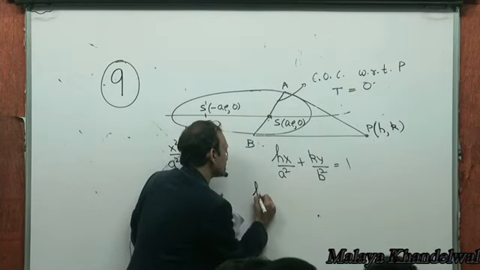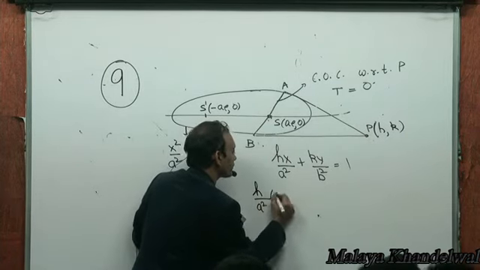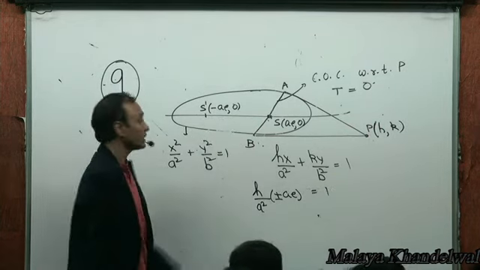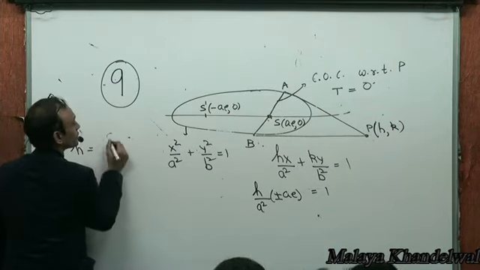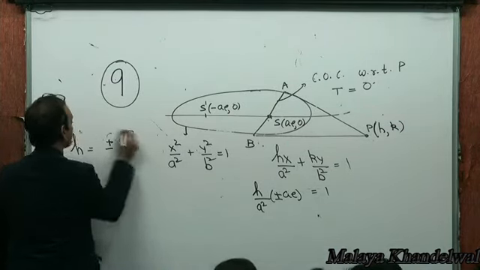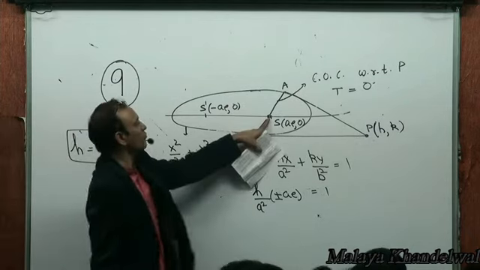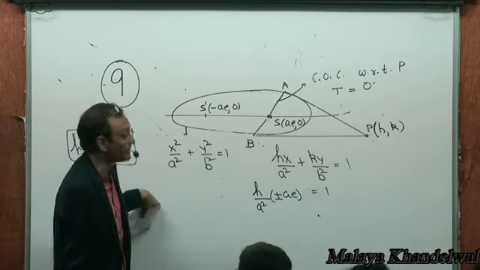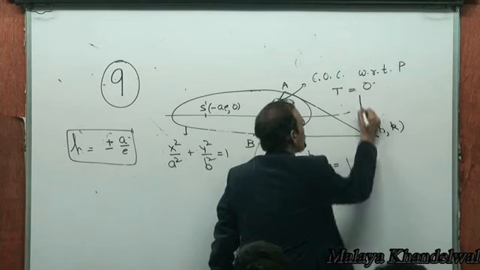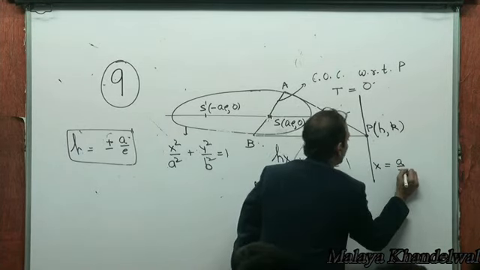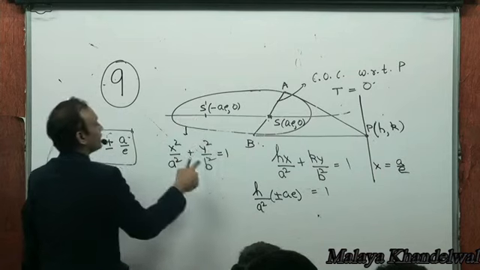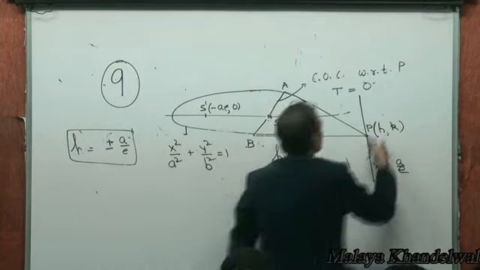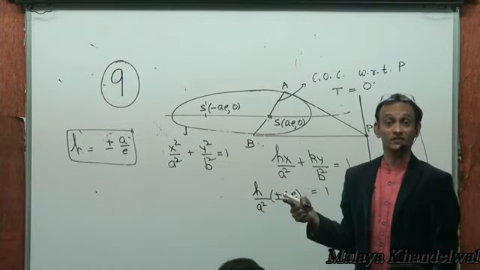So put x equal to plus minus ae, y equal to 0, that's equal to 1. That gives me h equal to plus minus a by e. That means if this is the focus, h will be plus a by e. If this is the focus, then h will be minus a by e. That means if this is the focus, this point h comma k would be on this directrix, x equal to a by e. If this is the focus, then this point P would be on the directrix x equal to minus a by e. That means the locus of such points is the directrix of the ellipse.